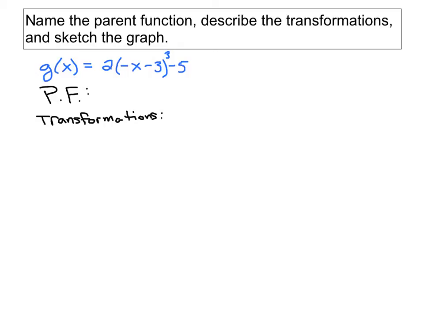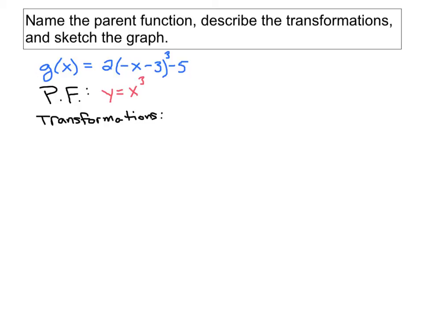Okay, one more problem. It's basically the same idea. I gave you a function. I want you to tell me what the parent function is and what all the transformations are. Okay, so the parent function is the equation without any of the transformations or flips or what have you. So looking at this guy, I'm going to say that the parent function is the cubic.